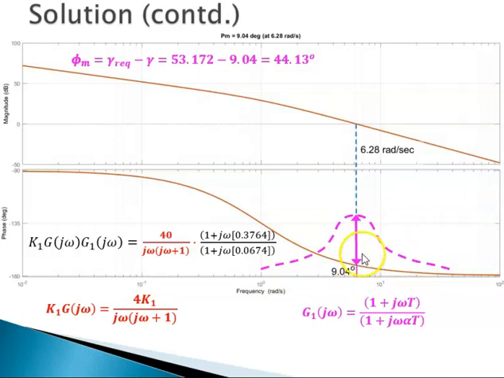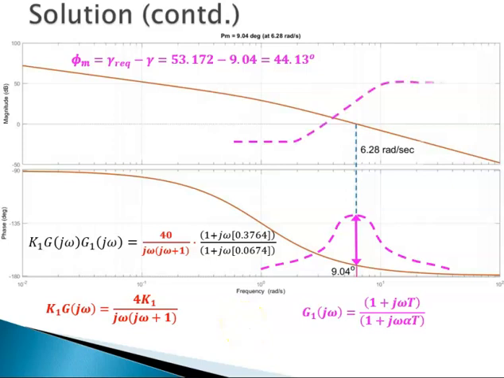We wanted to add 44.13 because we want to get 53.172. That is the required phase margin. Okay, so this is the lead angle given by the lead compensator. But we didn't get this 53.172. We got something less. What happened?